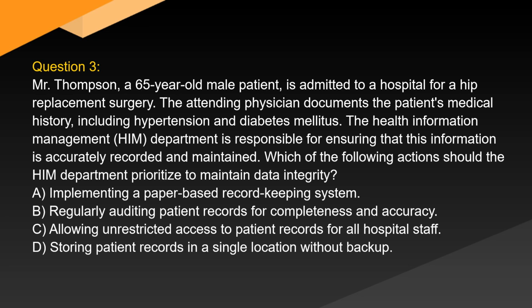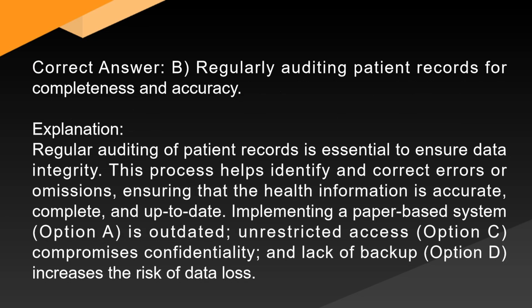A. Implementing a paper-based record-keeping system. B. Regularly auditing patient records for completeness and accuracy. C. Allowing unrestricted access to patient records for all hospital staff. D. Storing patient records in a single location without backup. Correct answer: B. Regularly auditing patient records for completeness and accuracy.